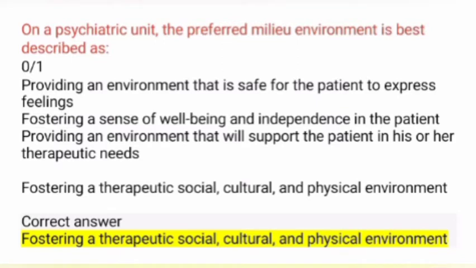The first question is, on a psychiatric unit, the preferred milieu environment is best described as option A, providing an environment that is safe for patient to express feelings. Option B, fostering a sense of well-being and independence in the patient. Option C, providing an environment that will support the patient in his or her therapeutic needs. Option D, fostering a therapeutic social, cultural, and physical environment. Option D is the correct answer.